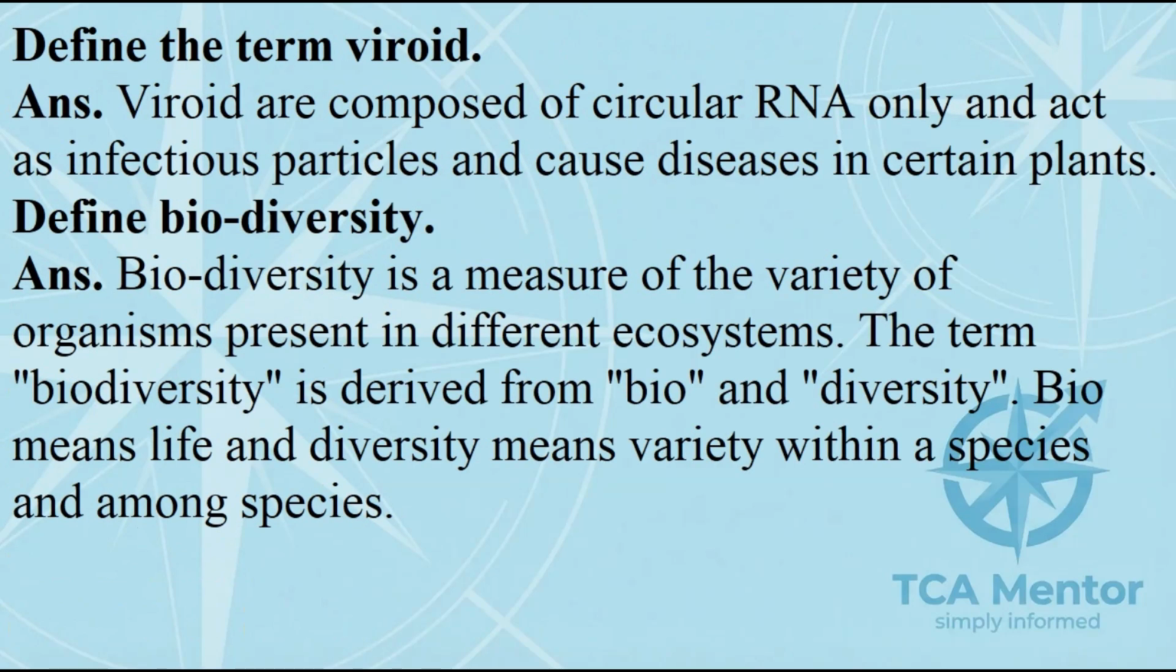Define the term viroid. ANS. Viroids are composed of circular RNA only and act as infectious particles and cause diseases in certain plants. Define biodiversity. ANS. Biodiversity is a measure of the variety of organisms present in different ecosystems. The term biodiversity is derived from bio and diversity.